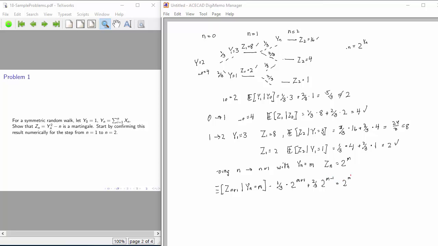And we've got a nice common factor of 2 to the m. In the first term, we have an extra 2 over 3. In the second term, we have 2/3 times 1 over 2. That's 2/3 plus 1/3, multiplying 2 to the m. That's equal to 2 to the m. And that actually establishes that it's a martingale just as quickly as any of my sample numerical calculations.